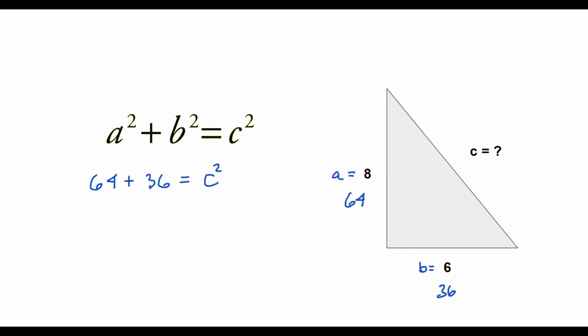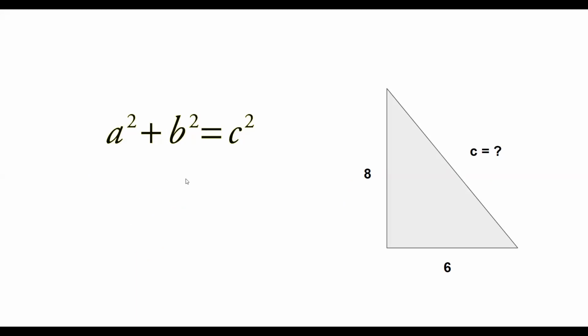Sorry, I didn't mean to erase that. So now let's add 64 and 36 to get 100. So 100 is equal to C squared. But we're not interested in what C squared is. We want to know what C is. We can find C by taking the square root of both sides. By taking the square root of C squared, we just get C. By taking the square root of 100, we get the number 10. That's the answer that we were looking for. This long side must have a length of 10. But we needed to take the square root of both sides to find that.